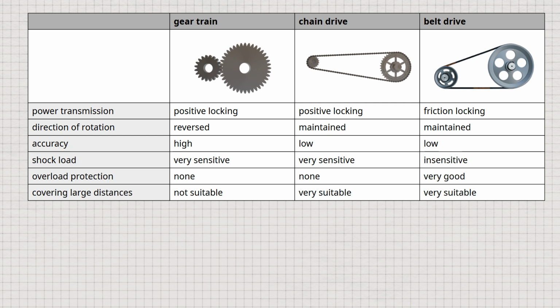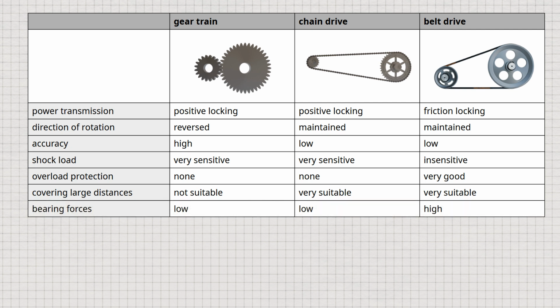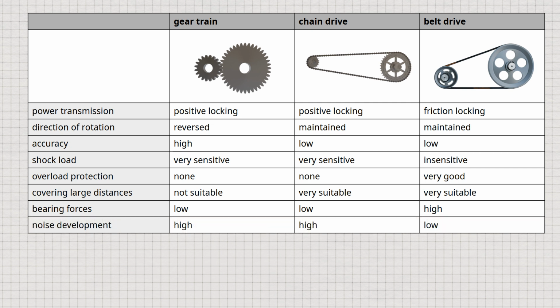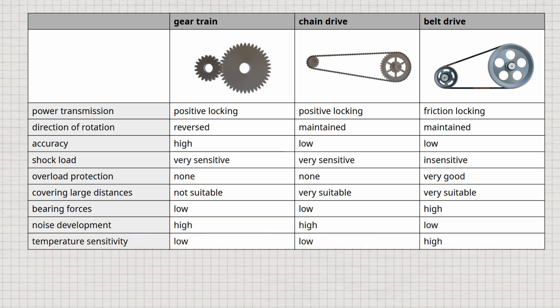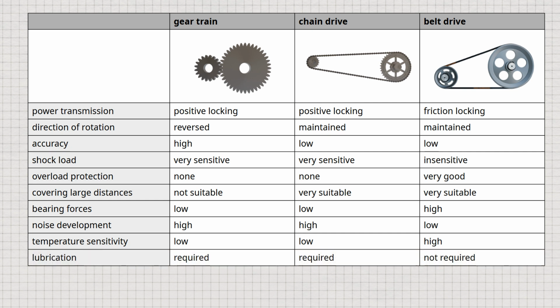Unlike belt drives, where the belt needs to be pre-tensioned to generate the necessary pressure on the pulleys, chain drives require no pre-tensioning of the chain. This reduces bearing forces accordingly. Unlike chain or gear drives, belt drives are very quiet. However, the belt is relatively sensitive to external influences such as temperature and humidity, which affect its properties such as elasticity. On the other hand, belt drives do not require lubrication and are therefore relatively low maintenance. Chain and gear drives generally require lubrication.